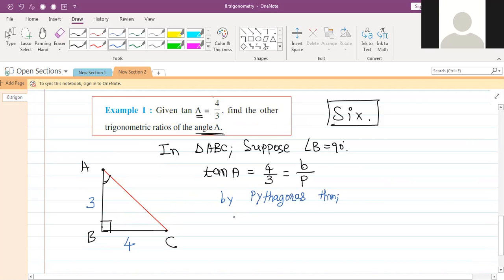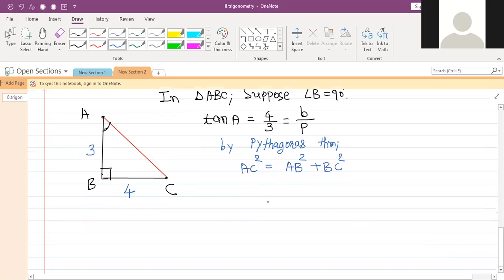Here AC is the hypotenuse, so we can write AC square. Pythagoras theorem is hypotenuse square equal to sum of squares of the two sides. So AC square is equal to AB square plus BC square, and now we can put the values and find the hypotenuse, that is AC. So here 3 square plus 4 square. Can you tell me what is the value of AC here?